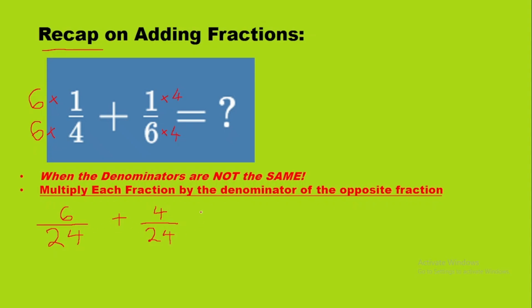Now, once they have the same denominators, we can actually just add the two numbers at the top. So we have 6 plus 4, all over 24. And that will be equal to 10 over 24.